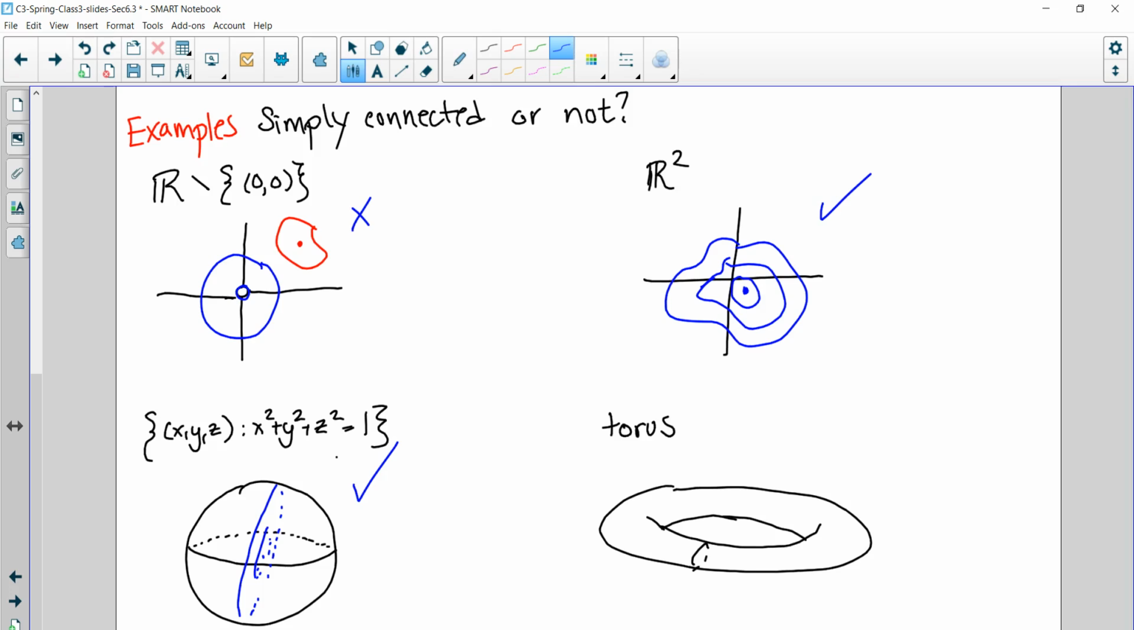For a torus, this one is not going to be simply connected, because if you look at, say, a path that were to go around the entire interior of the torus, like this, it would compress to that middle, but that does not compress any further to a point. So this one is not simply connected.